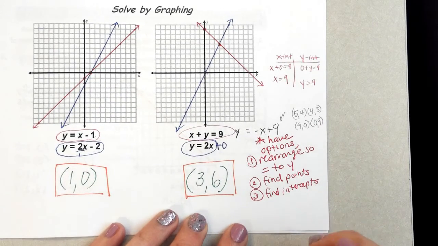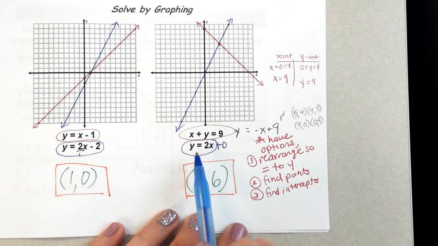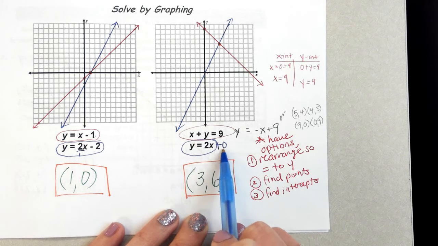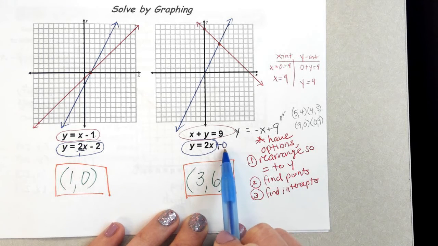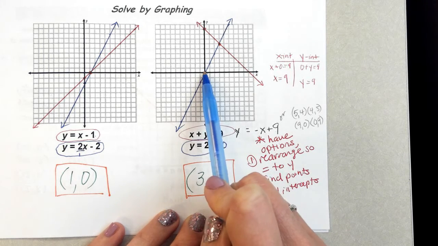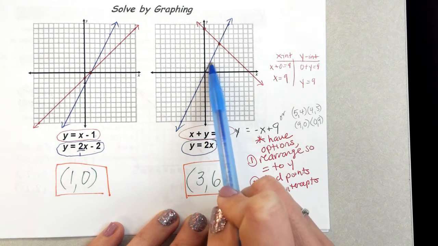This one's a little bit different. Okay, first of all, on this blue equation here, my intercept is 0. There was no plus or minus anything, so my b or my y-intercept is 0. That's where I begin. My slope is 2, so just like this one, that's a rise 2, run 1, rise 2, run 1.